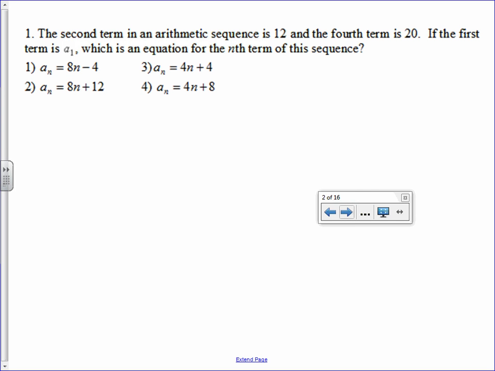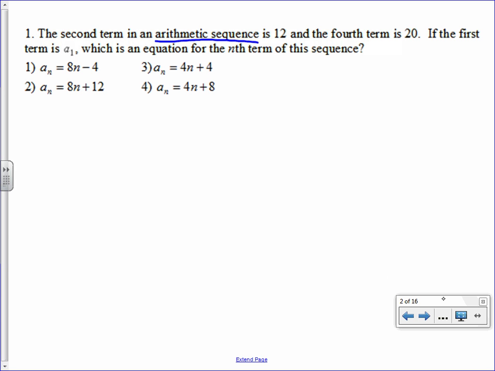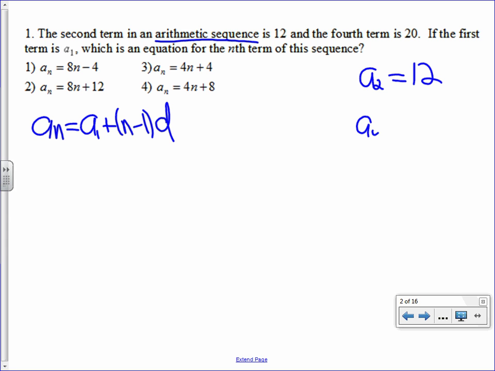Start with number 1. We're talking about an arithmetic sequence. When you see a sequence, go to your reference sheet. The formulas are given to you. For arithmetic, a sub n equals a sub 1 plus n minus 1 d. A little bit of a twist on this one. It's saying that the second term is 12 and the fourth term is 20.